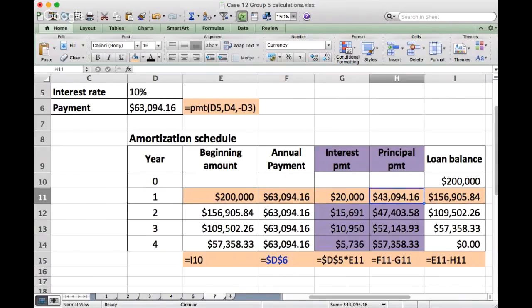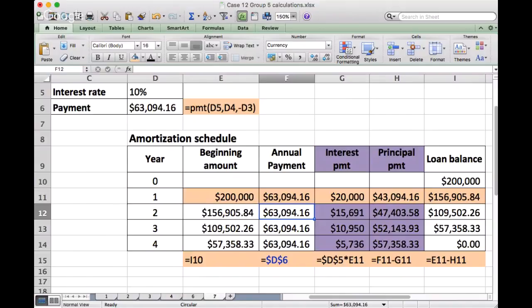The principal payment is going to be the annual payment amount minus the interest payment to give you how much you're paying towards principal. So it's just F11 minus G11 in this case. Then your loan balance is going to be the beginning amount minus the principal. So you take 200,000, subtract the principal amount to give you your loan balance. If you have set it up with these formulas, then all you need to do is highlight all of these and click and drag all the way down. I'm not going to do that because it would mess up my pretty colors that I tried to show you.